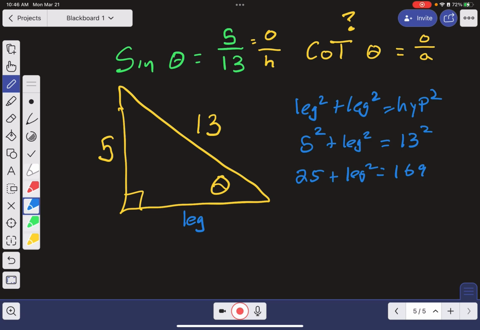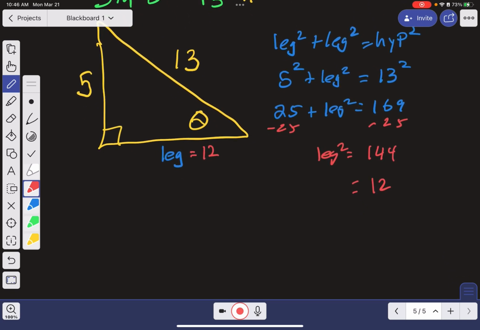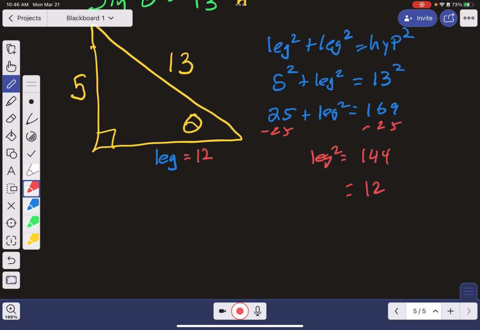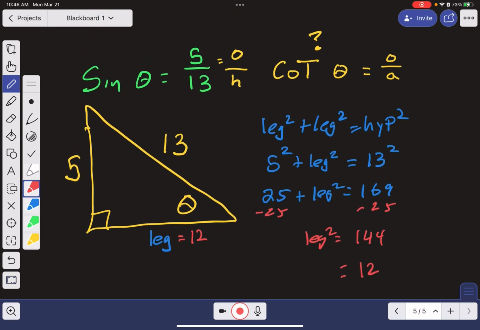Now what do I do? How do I solve it? Subtract 25. So leg squared equals 144. Now what? Square root of 144 is 12. So the length of this side is 12. So now my opposite is 5. My adjacent is 12. And that's your ratio.